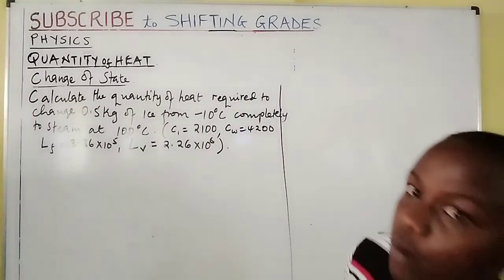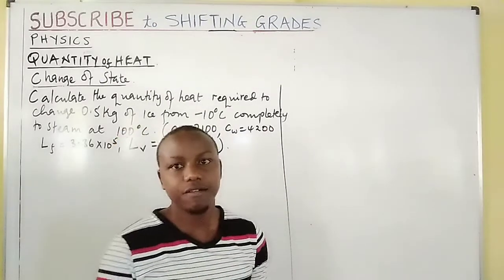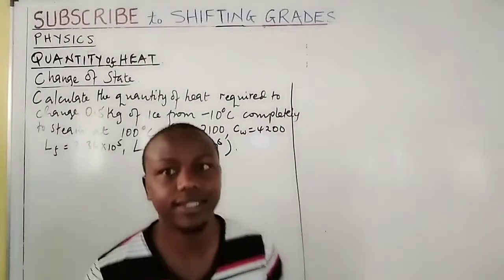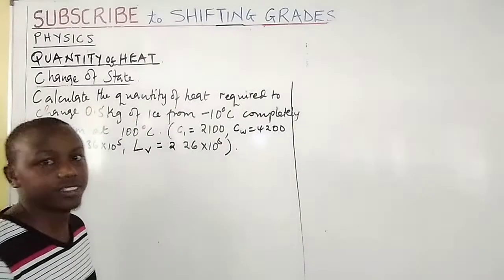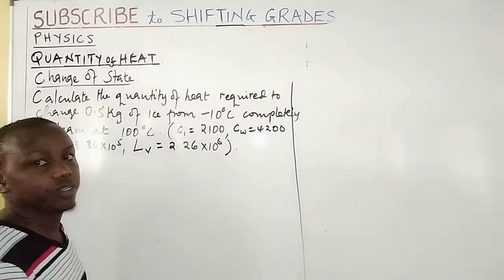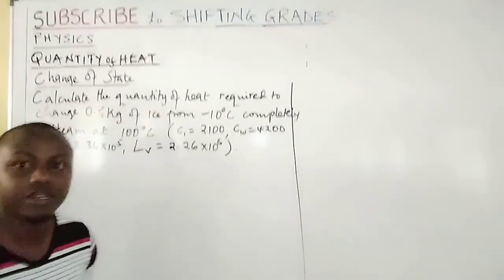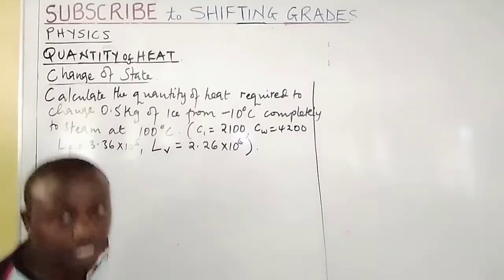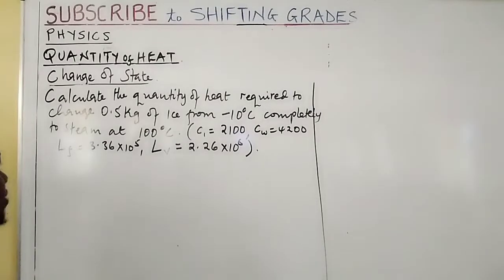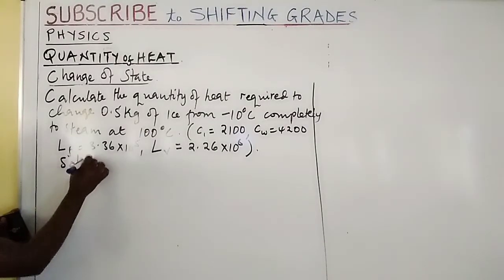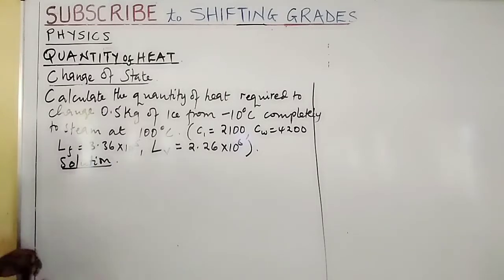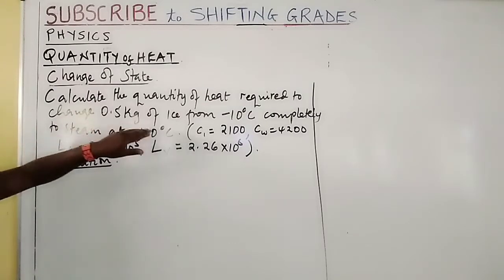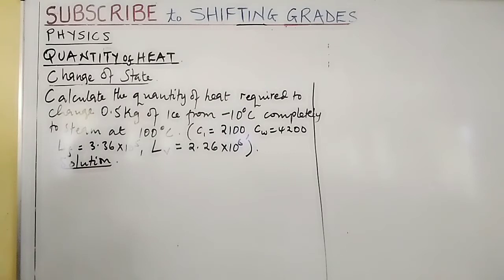So we are told to calculate the amount of heat energy required for this process to occur: ice at -10 degrees Celsius changing to steam at 100 degrees Celsius. So let's now analyze the question well. Solution. Calculate the quantity of heat required to change 0.5 kilograms of ice from -10 degrees Celsius completely to steam.